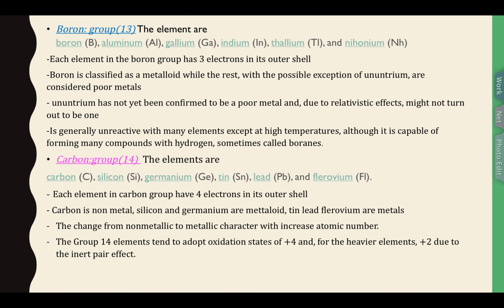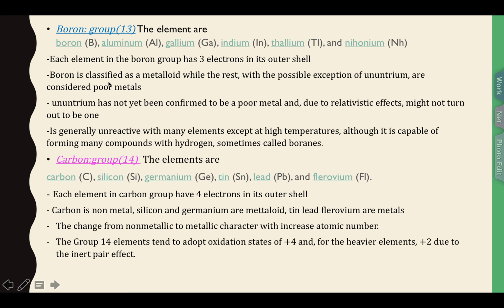Next we have group 13 and group 14, which are known to be the main groups in the periodic table. So let's start with the boron group. It consists of 6 elements: boron, aluminium, gallium, indium, thallium, and nihonium. Each element in the boron group has 3 electrons in its outer shell.